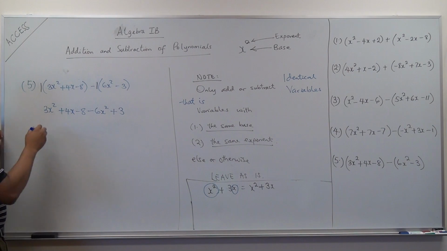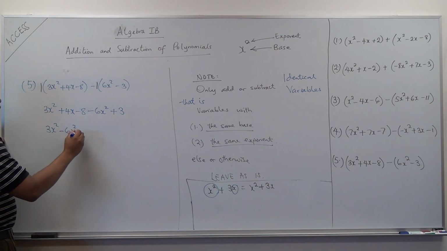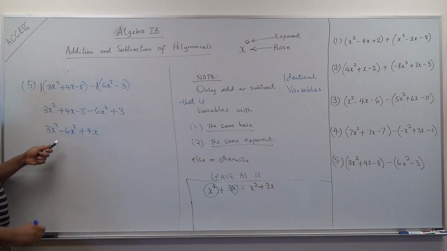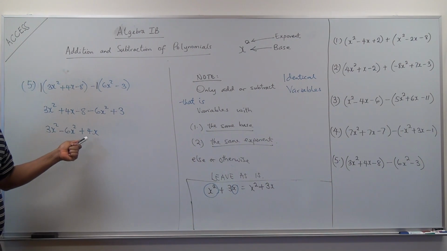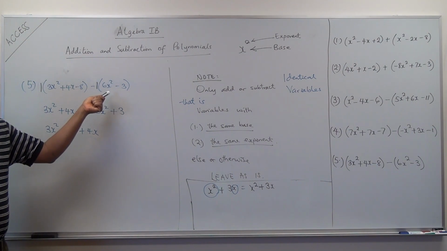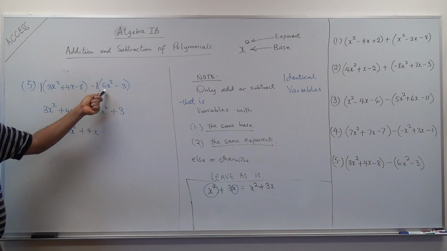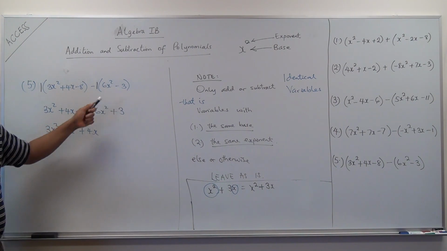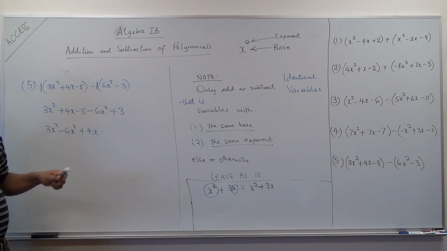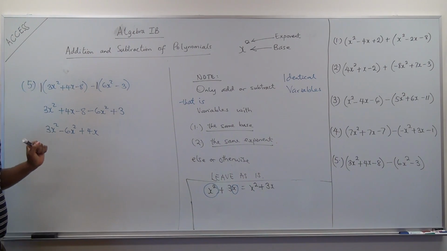Get the like terms together. 3x squared minus 6x squared plus 4x. Now if you look, 4x doesn't have a brother in the second polynomial. Okay, 4x doesn't have a brother in the binomial. This is a binomial. This is a trinomial. So 4x doesn't have a brother there, so you leave it. You don't worry about it.